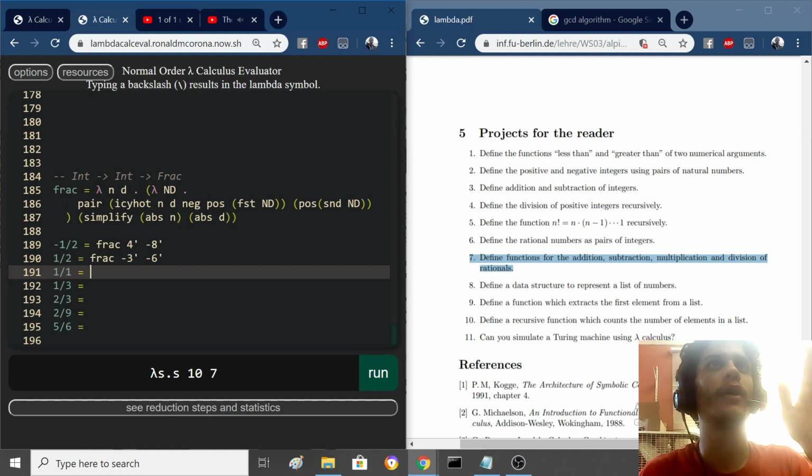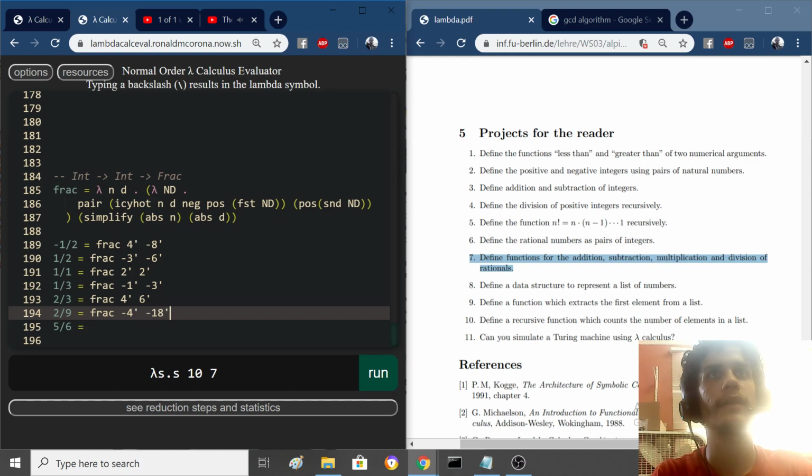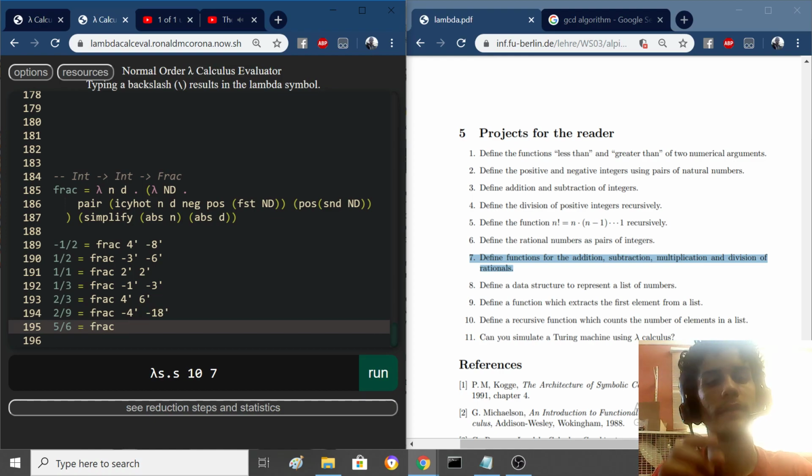Okay, and the point is I want to see that these fractions simplify to something good, to what's on the left side, right? 1/1 fraction, 2/2, 1/3 fraction, -1/3 fraction, 2/3 is 4/6 fraction, 2/9 is negative, and -4 over negative 18. And then 5 over 6 is a fraction, which is, I'll just say 5 over 6.